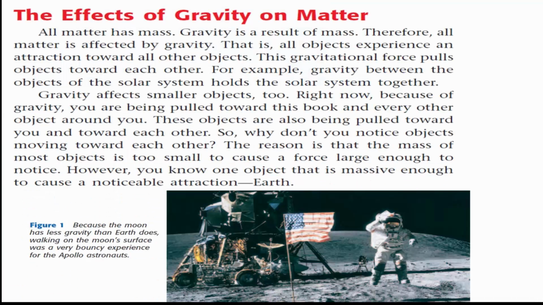The effects of gravity on matter. All matter has mass. Gravity is a result of mass. Therefore, all matter is affected by gravity. That is, all objects experience an attraction toward all other objects. This gravitational force pulls objects toward each other. For example, gravity between the objects of the solar system holds the solar system together.